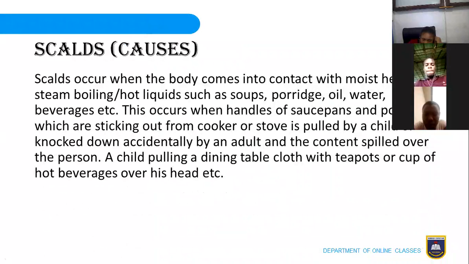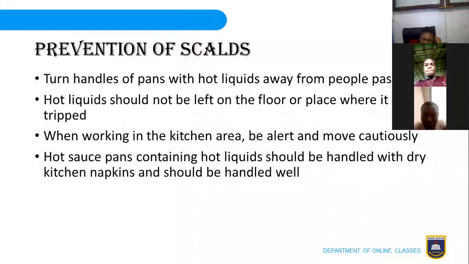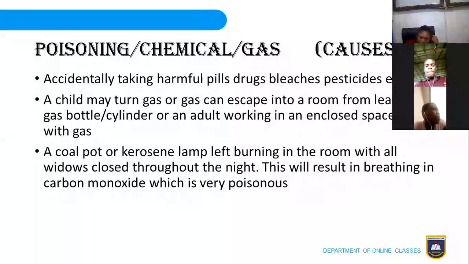We also spoke about scalds, and we said scalds are basically caused by moist heat, when hot liquid pours on you. We also looked at how to prevent scalds. We said we should handle hot pans containing hot liquid with care, and turn the handles away from people passing. And then we looked at chemical poisoning, which is accidentally taking in harmful pills, drugs, pesticide, etc. And we looked at the prevention.